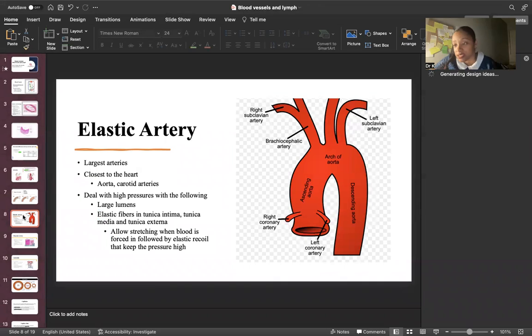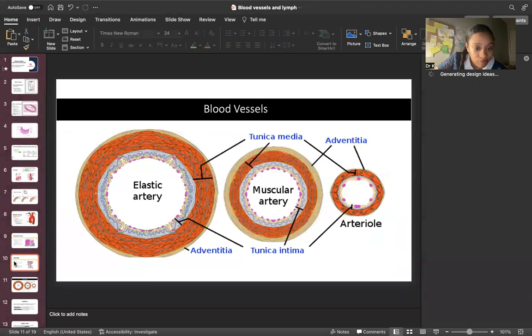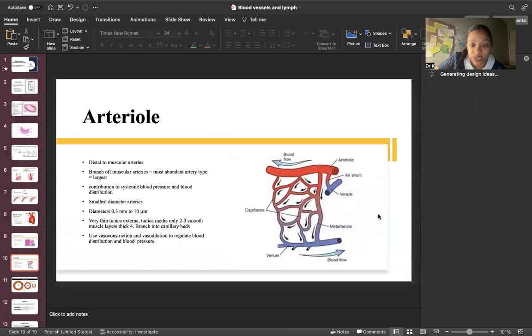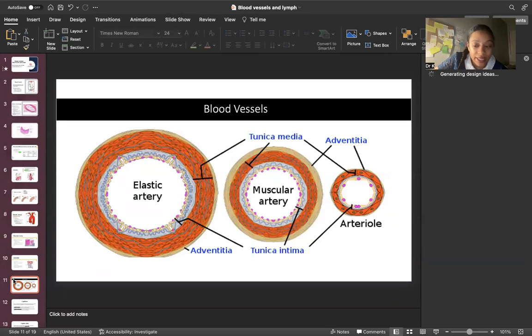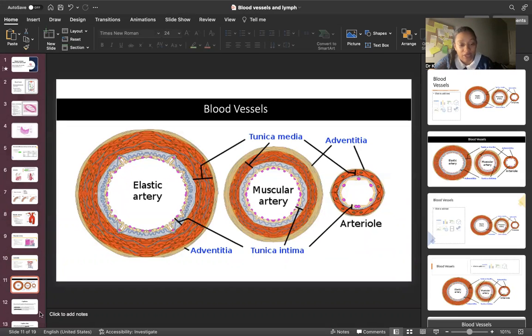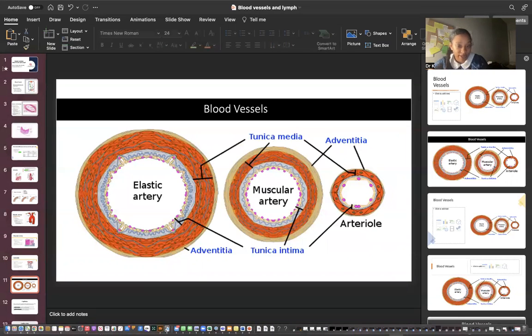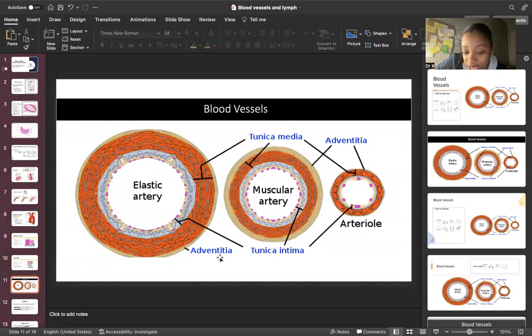Any questions so far? Okay, so I put this picture on here to reiterate it even more. One thing you have to know is that adventitia and tunica externa are the same thing, okay? Don't forget that, because sometimes they'll use that to confuse you. So they're used interchangeably.